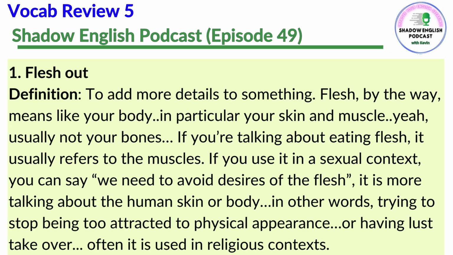Flesh, by the way, means like your body. In particular, your skin and muscle. Yeah, usually not your bones. If you're talking about eating flesh, it usually refers to the muscles. If you use it in a sexual context, you can say, we need to avoid the desires of the flesh. It is more talking about the human skin or body. In other words, trying to stop being too attracted to physical appearance, or having lust take over. Often, this is used in a religious context.